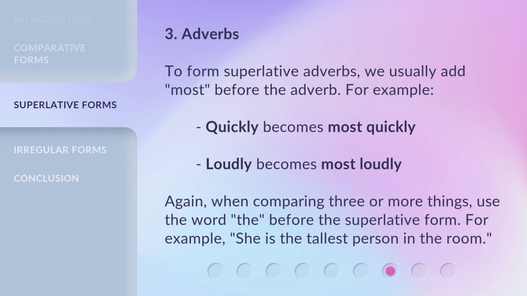Again, when comparing three or more things, use the word "the" before the superlative form. For example, she is the tallest person in the room.